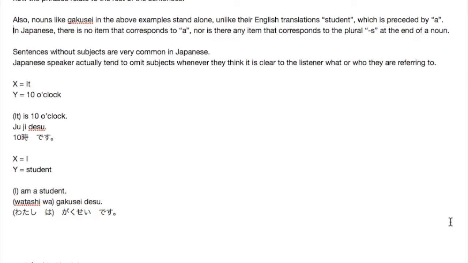Another example: if X equals I and Y equals student, I am a student, but we don't say I. We omit I. So we say 学生です. We don't say 私は学生です. Or for example, when somebody asks you, are you a student? You don't need to say I. はい、学生です.